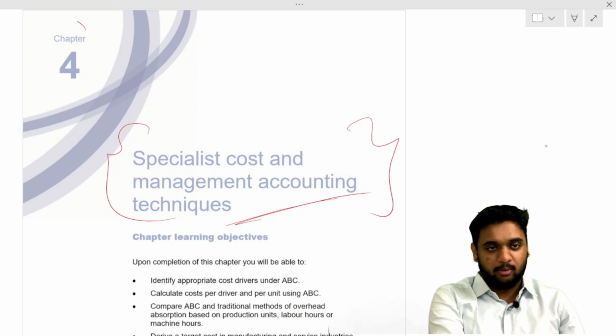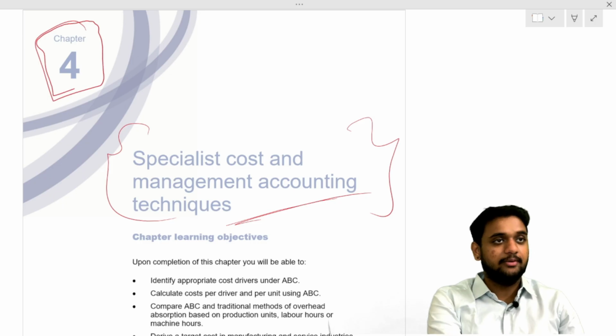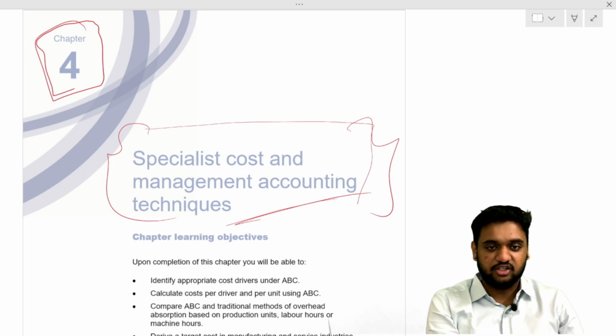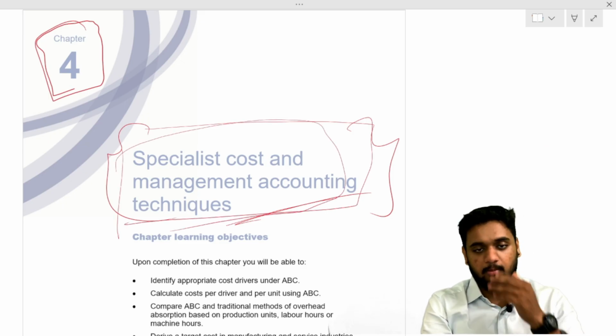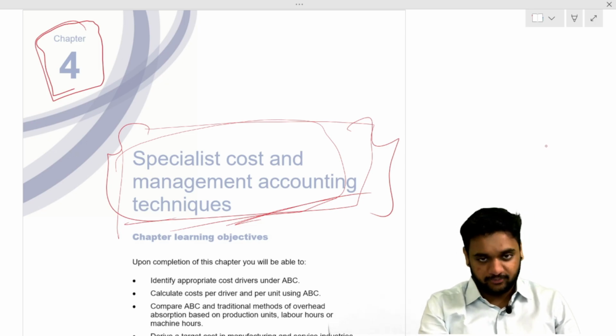Okay, today we'll start with chapter number 4. Very important chapter for section B. From this chapter, no section C, only section A and B, but very important from the perspective of section B. Short A and B will come, but very important. Specialist cost and management accounting techniques.